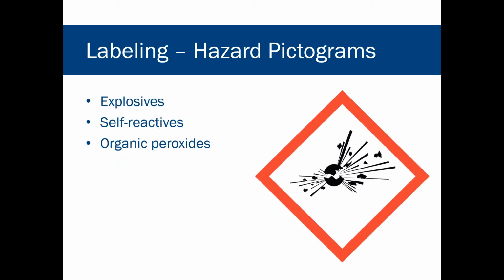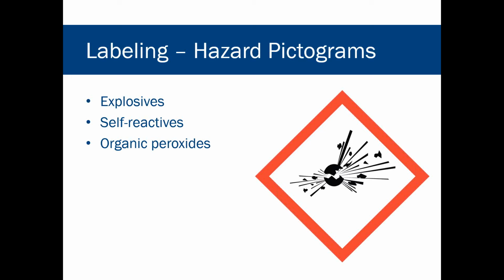The next pictogram is of an exploding bomb. Of course, explosives are going to be under this pictogram. Another category is self-reactives, which have the potential to polymerize, decompose, or condense under certain conditions like shock, pressure, light, or temperature. Those types of conditions can make this chemical reactive.